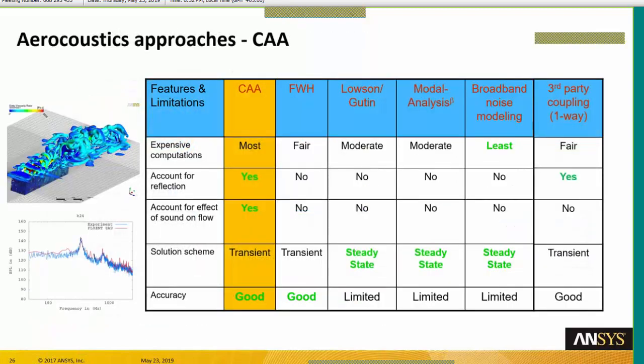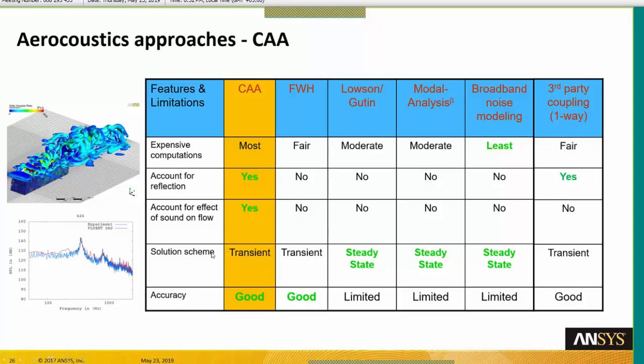Yes, we talked about these tables in the first presentation. Let's go back just to see the main difference between all these models. You remember direct computational aeroacoustics: typically a very expensive computation, but you can account for complex effects like reflection and the effect of sound on flow.